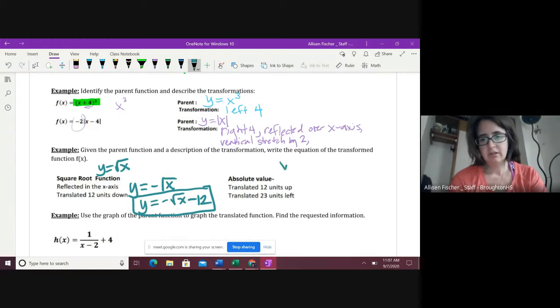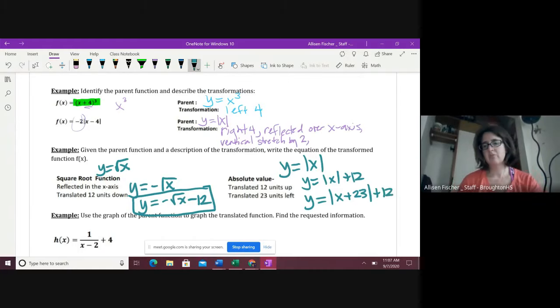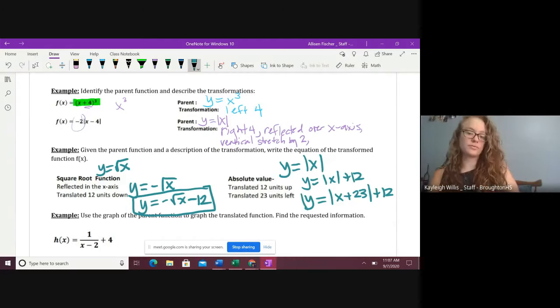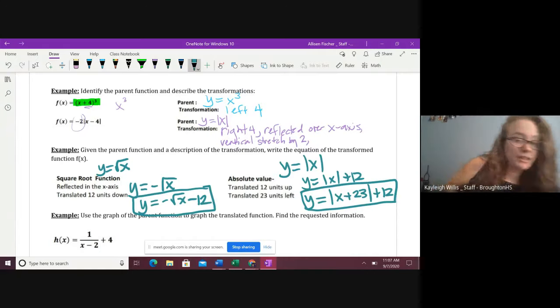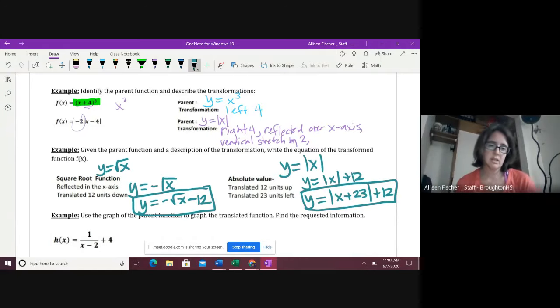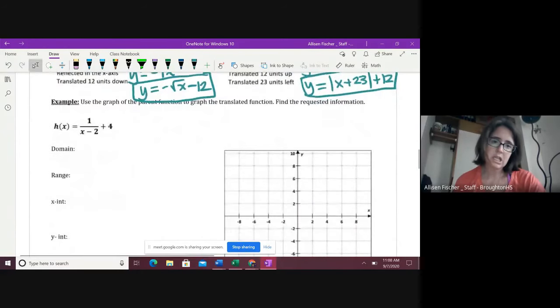All right. The next one, starting with absolute value, translated up 12, and then translated 23 units to the left. Sometimes order doesn't really matter. Like this one, the order won't really matter. It's usually when you have multiplication stuff that the order starts to matter. So stretches and compressions. Yes, with the stretches and compressions, you want to make sure to go in the order in which it's listed. It's a good habit to be in.